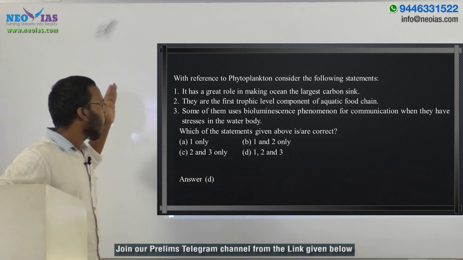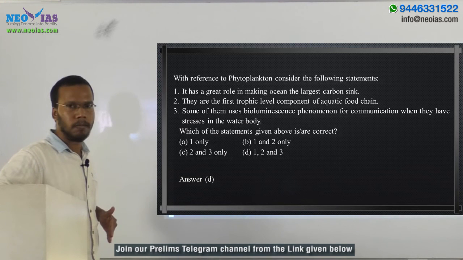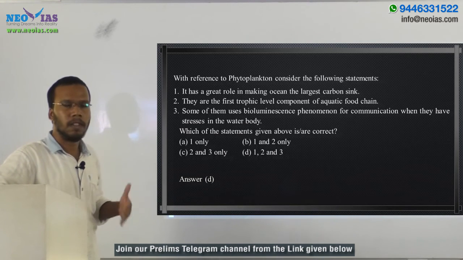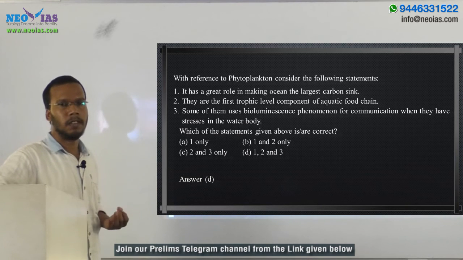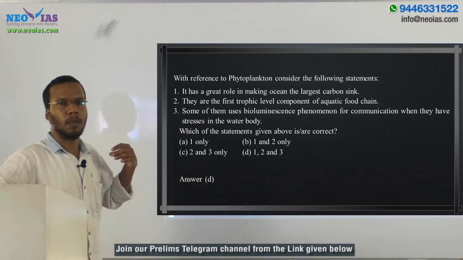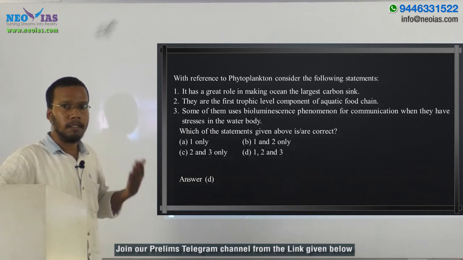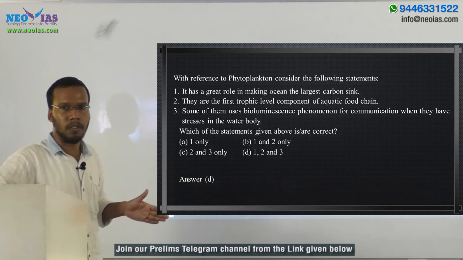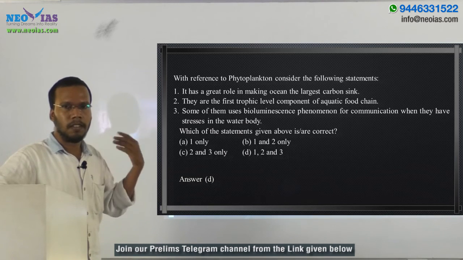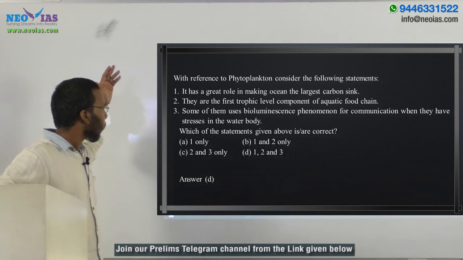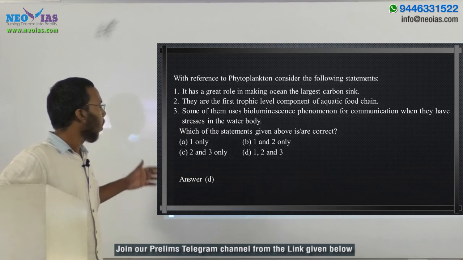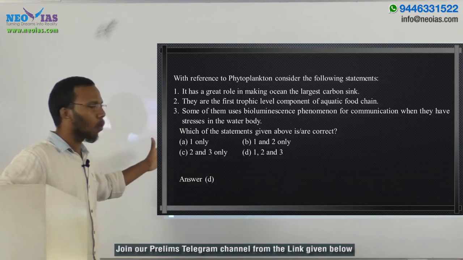Then second statement, they are the first trophic level component of the aquatic ecosystem or aquatic food chain. So that's the correct statement, because phytoplanktons are the producers. They have chlorophyll, so they can produce carbohydrates by the process of photosynthesis. Hence, they are called autotrophs or producers. So the producers are the first trophic level component of a food chain, right? So that's why the second statement is correct. So we eliminated A also.